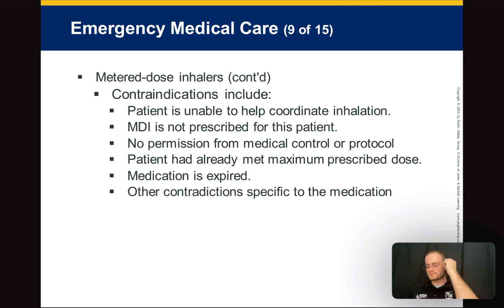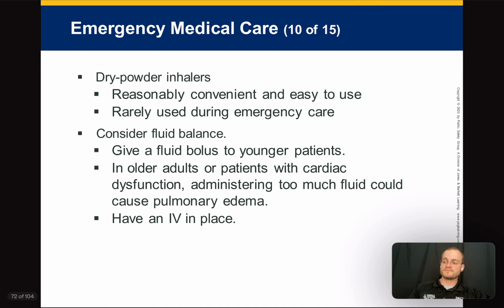Okay. I'll tell you as a general rule, if someone's extremely tachycardic, you need to be careful giving beta-2 agonists like albuterol. You need to think twice.